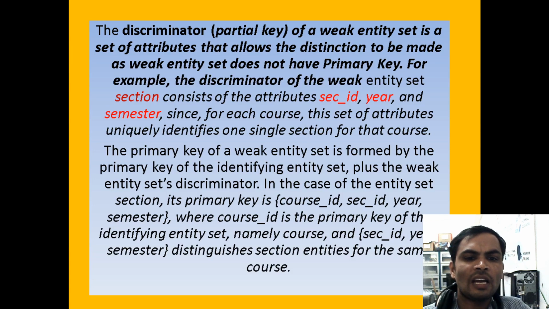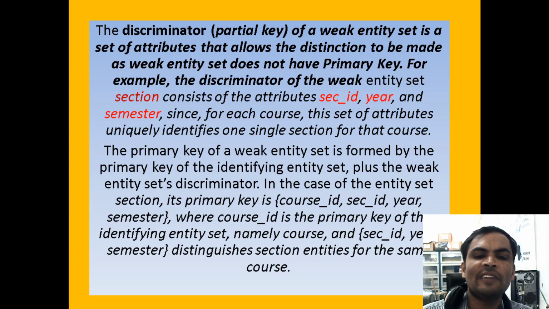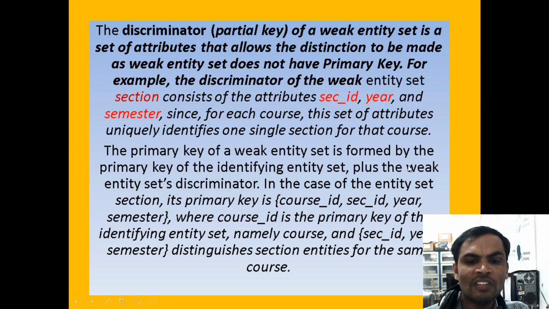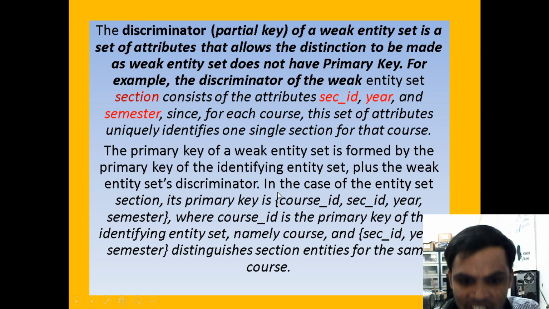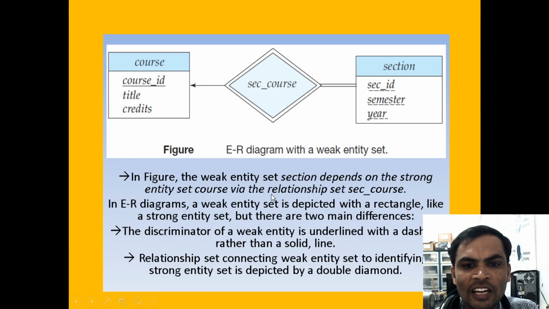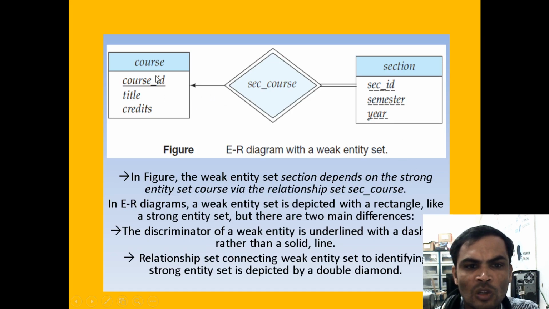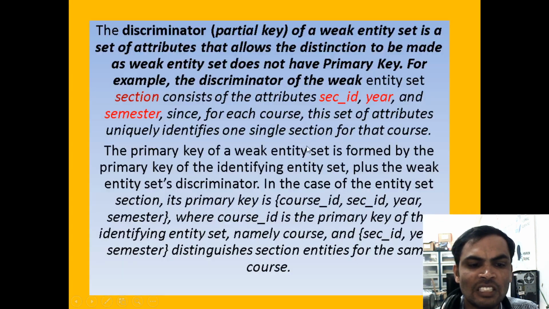Now the weak entity set is formed by the primary key of the identifying entity set plus the discriminator. In the case of the section entity set, the primary key is course ID, section ID, semester and year. If you are considering the discriminator of the weak entity set, section ID, semester and year we should consider as the discriminator of the weak entity set.